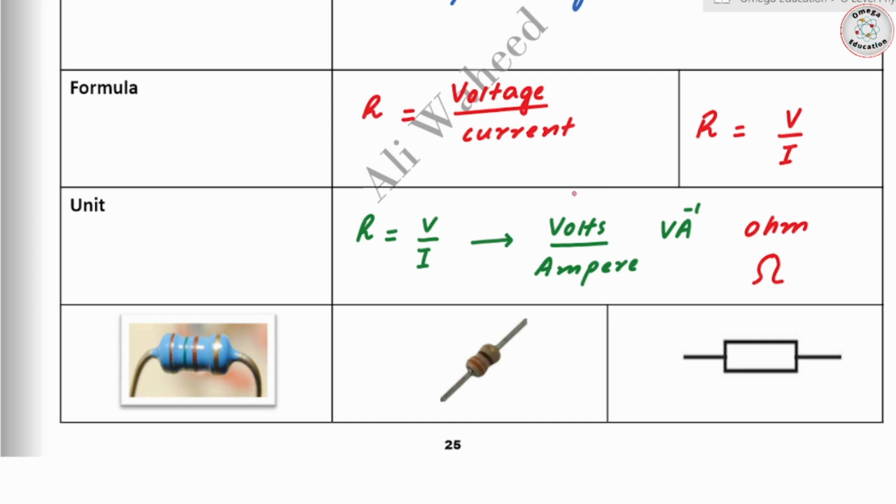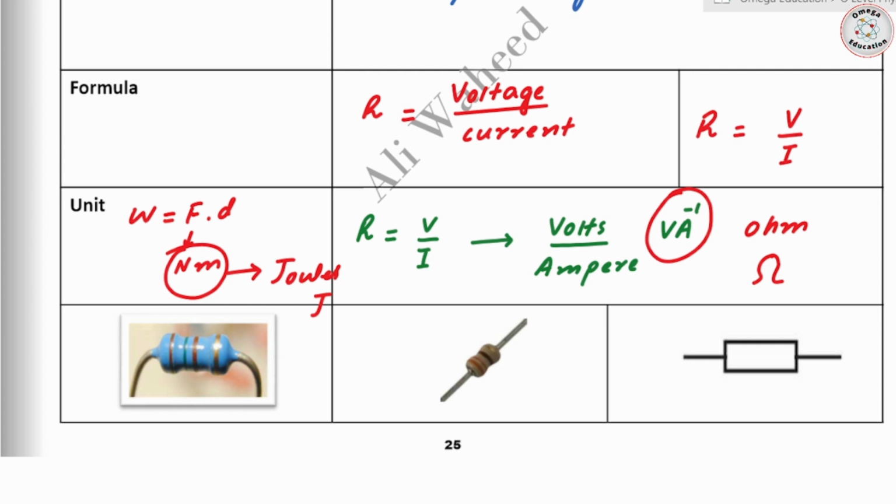All right, just like the unit of work done. If we recall the formula of work done equals F into d, then in order to find out the unit of work done, the force is measured in newtons and the displacement is measured in meters. So the unit of work done is newton meters, which is generally written as joules, and joules is represented by capital J. Likewise is the case, volt per ampere is written as ohm, and then ohm is represented by the symbol omega.